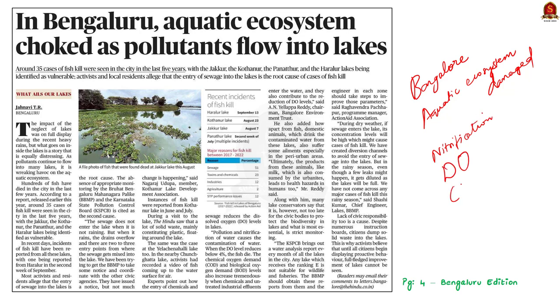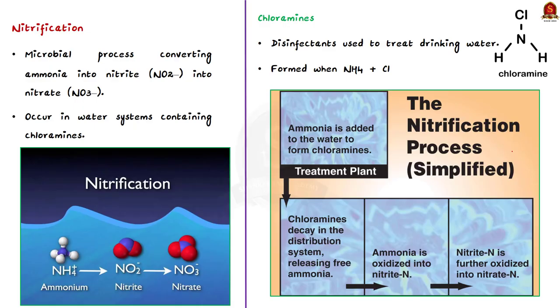difference between chemical oxygen demand versus biological oxygen demand. First of all, let's start with the term nitrification. See, nitrification is a microbial process that converts ammonia and similar nitrogen compounds into nitrite and then into nitrate. Nitrification can occur in water systems that contain chloramines.